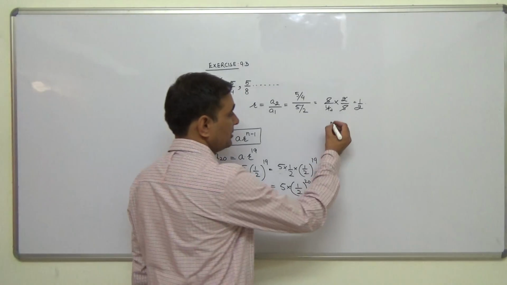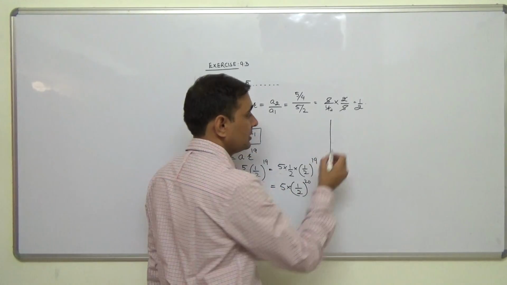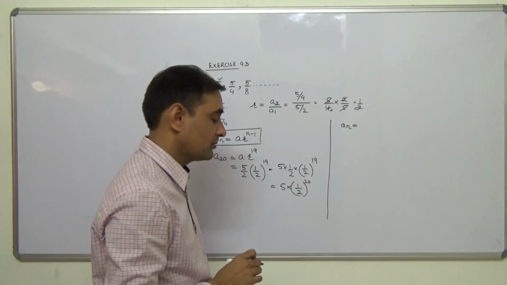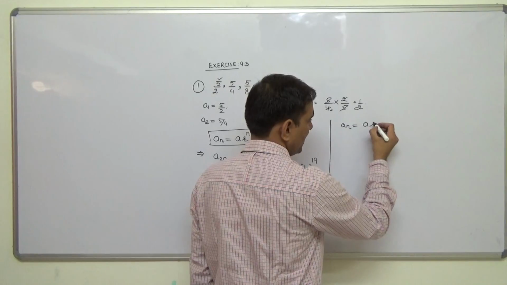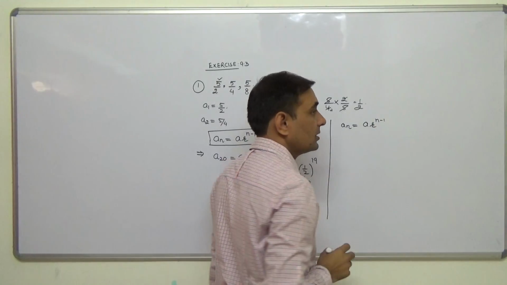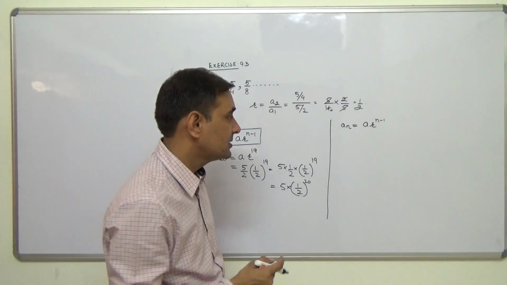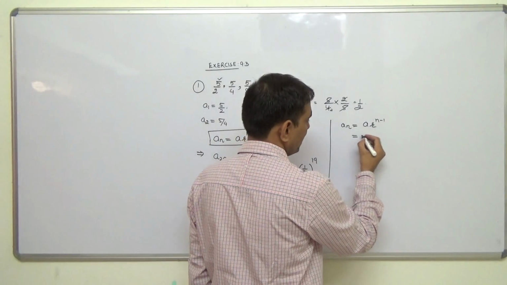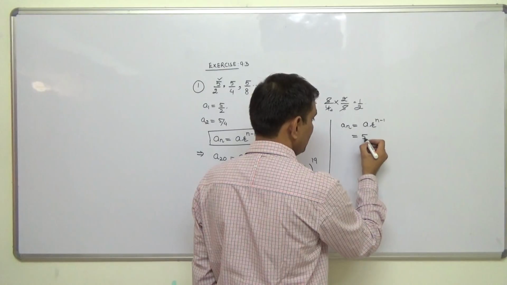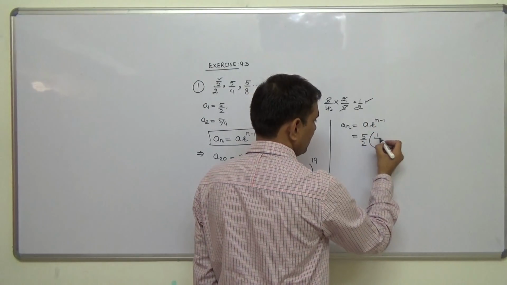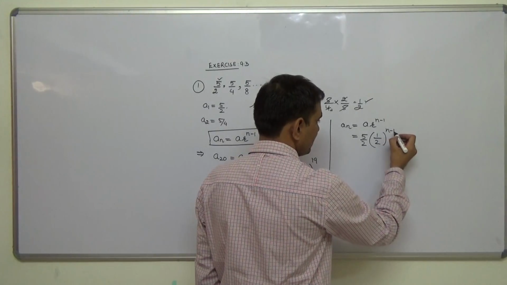Now we have to find nth term of the GP. So nth term of GP, An, is equal to A into R to the power n minus 1. This is formula for general term of the GP, that is nth term of the GP. A into R to the power n minus 1. What is A? A is 5 by 2. And what is R? R we have already found, 1 by 2 raised to power n minus 1.